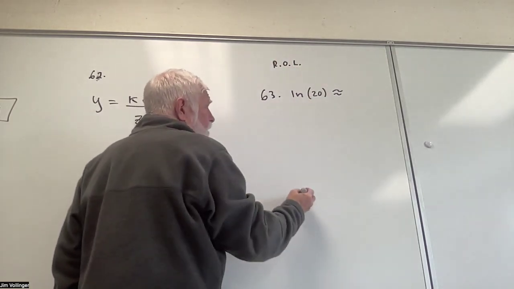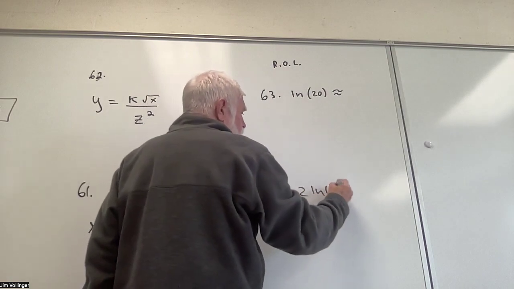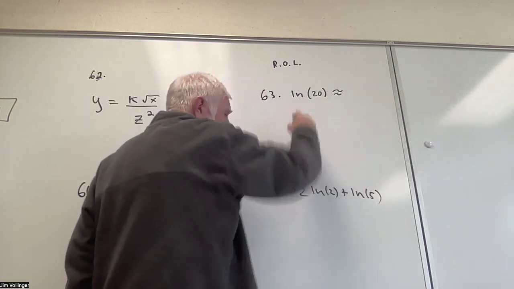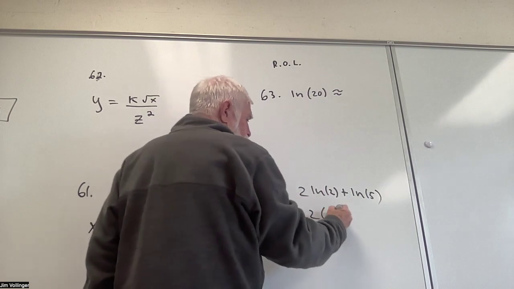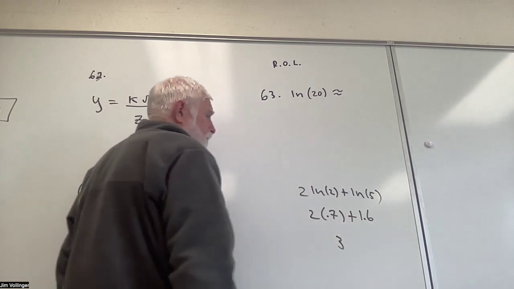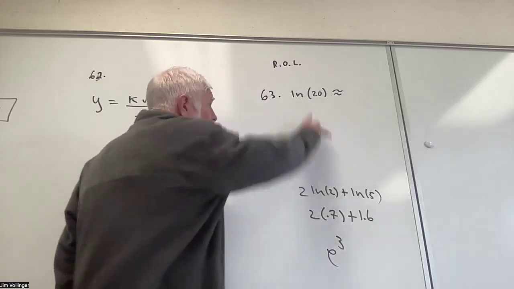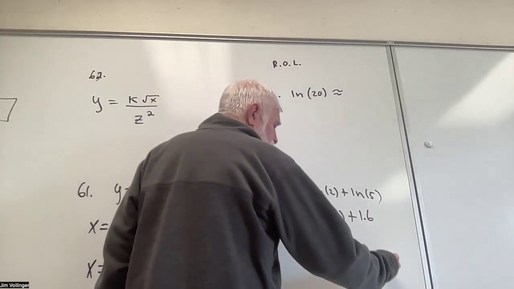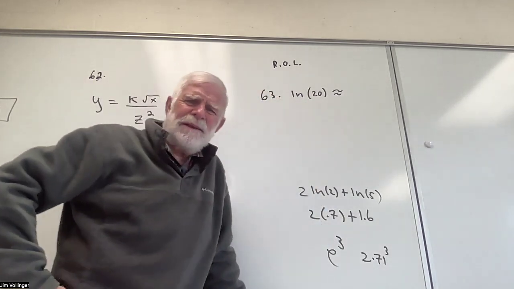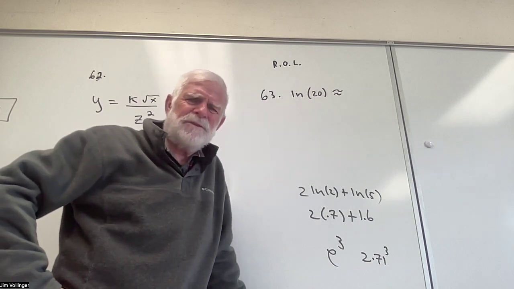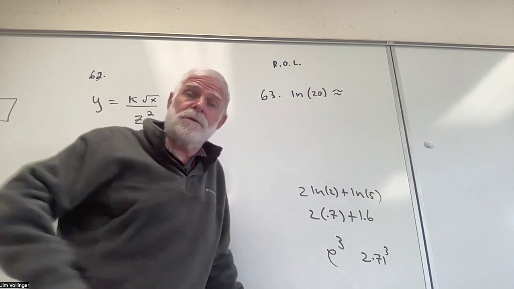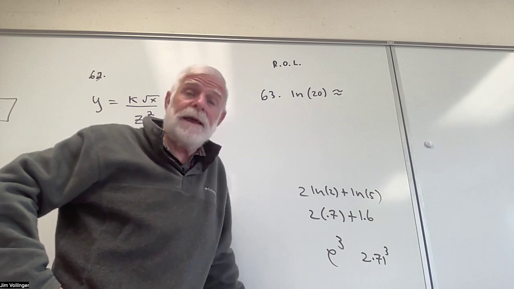The rules of logs are going to be 2 ln of 2 plus ln of 5. That's the same thing as that. This is an exact answer. This is 2 times 0.7 plus 1.6, 1.4, 1.6. It's about 3. So e to the 3 is really close to 20. Yeah, if you do this 2.71 three times, you're pretty close to 20. But the bigger this number, the more inaccurate we get. A little change in x on an exponential, big change in y. Big error.